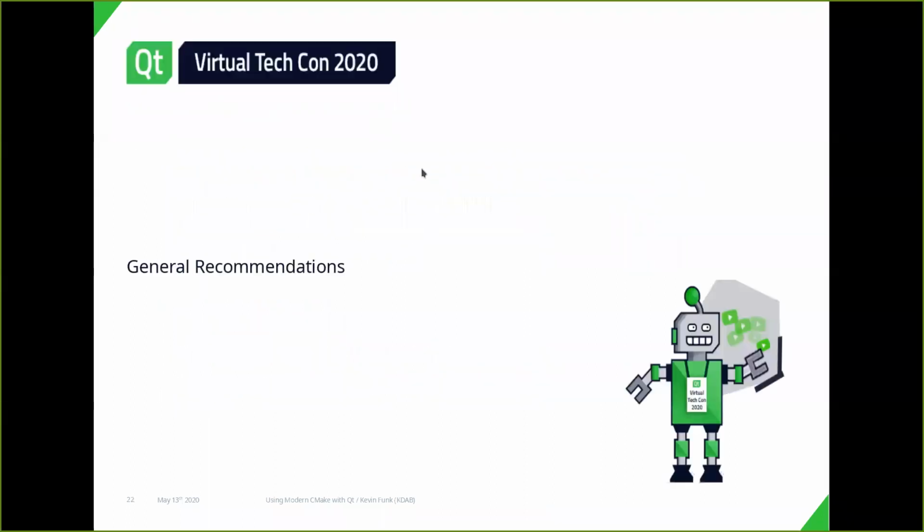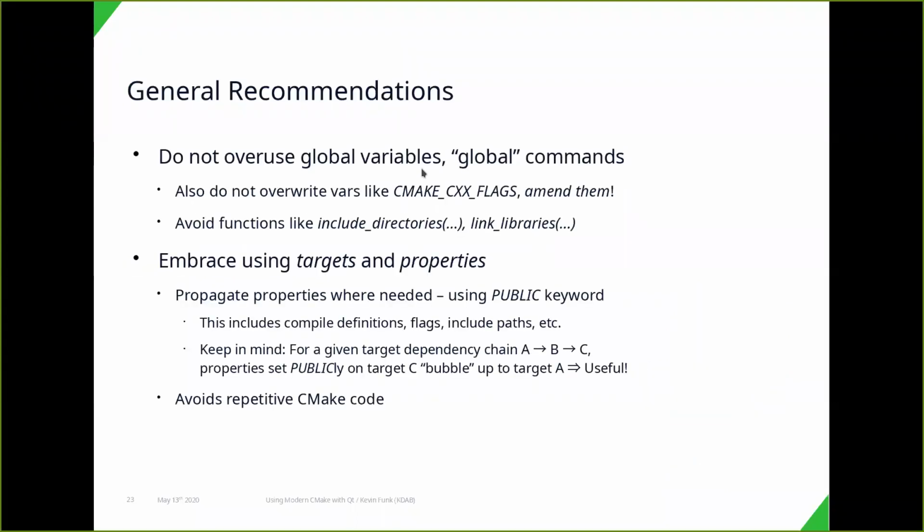Right. General recommendations. This is about modern CMake usage again. This is just a few recommendations we have seen, or we would recommend to people using CMake. Do not overuse global variables or global commands. Like, as I said in the start, don't use things like add_compile_definitions, include_directories, and so on. Also, do not just override variables like CMAKE_CXX_FLAGS, which is the variable to control the global C++ flags passed to the compiler.